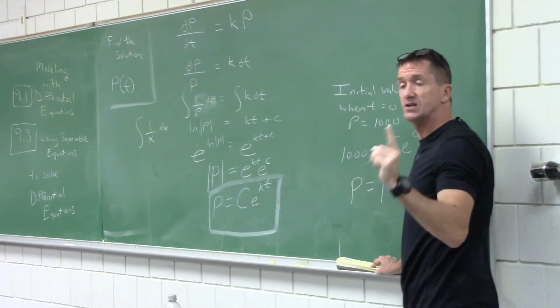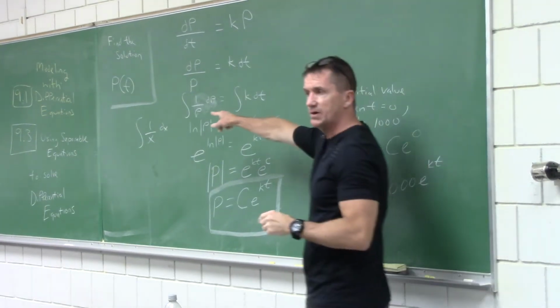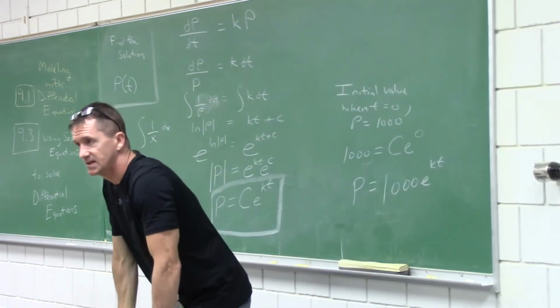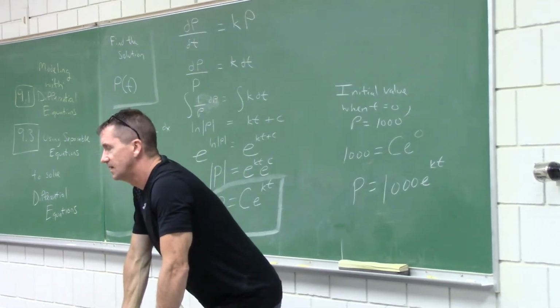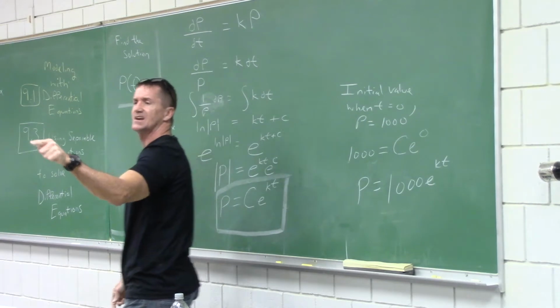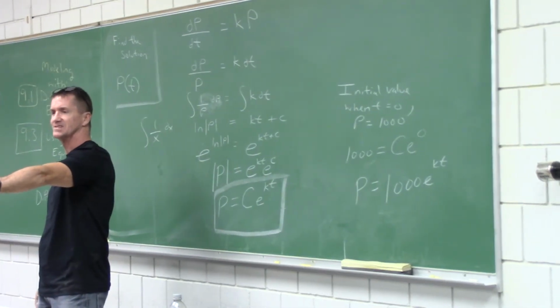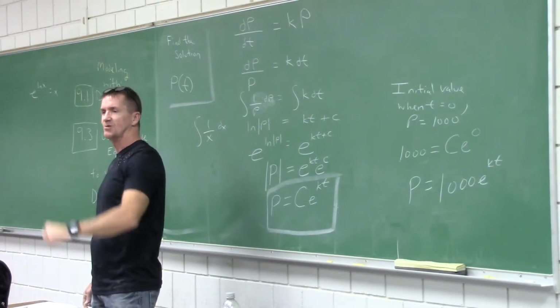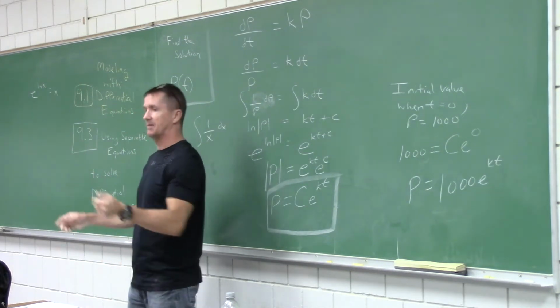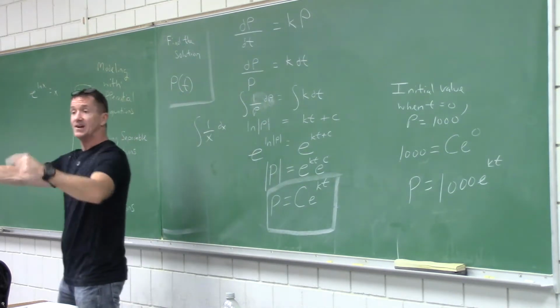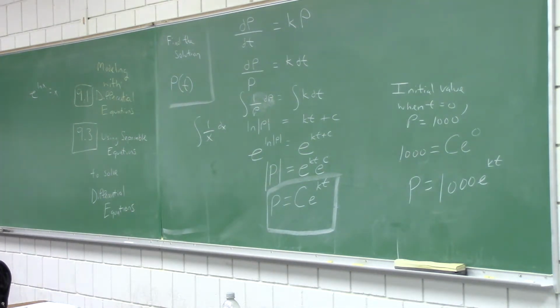But if they don't give you an initial value in the problems in 9.3, then you just have to leave your answer in terms of a constant. Cool. They used to have separable equations on the Calc 1 exam. Did you have it? I'm just curious. On the AP, they used to have it on the AB exam. Separable equations. They removed it, moved it to the BC exam.